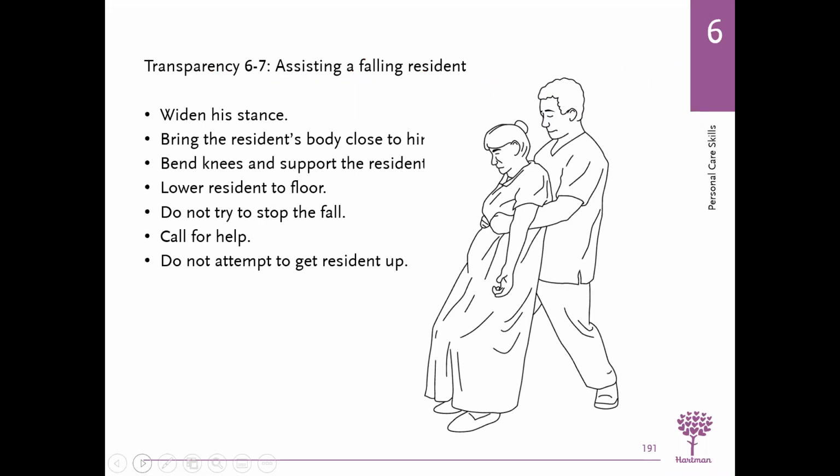Other things that you may have to be able to do on page 165 is to assist a resident who is falling. You never want to stop or break the fall, but bring the resident's body close to you. Bend knees and support the resident and lower them from the floor to the floor. And always call for help. Do not attempt to get the resident up.